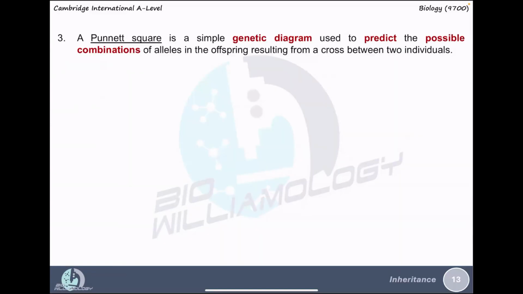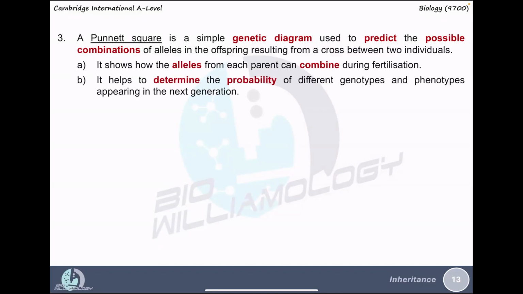And we can use a Punnett square to study the inheritance. A Punnett square is a simple genetic diagram used to predict the possible combinations of alleles in the offspring resulting from a cross between two individuals. It shows how the alleles from each parent can combine during fertilization. It also helps to determine the probability of different genotypes and phenotypes appearing in the next generation, either in the F1 or F2 generation.